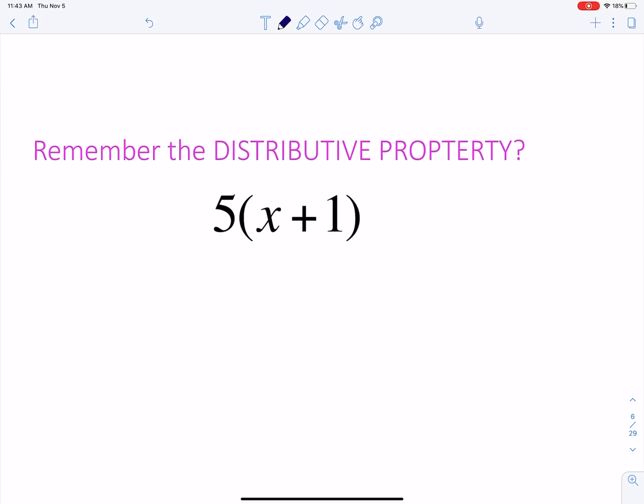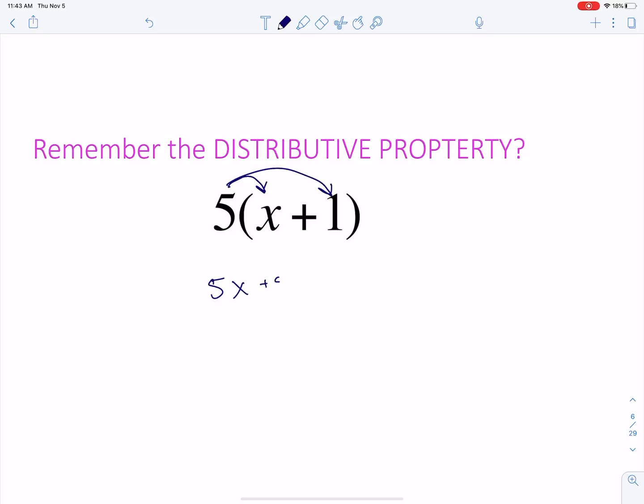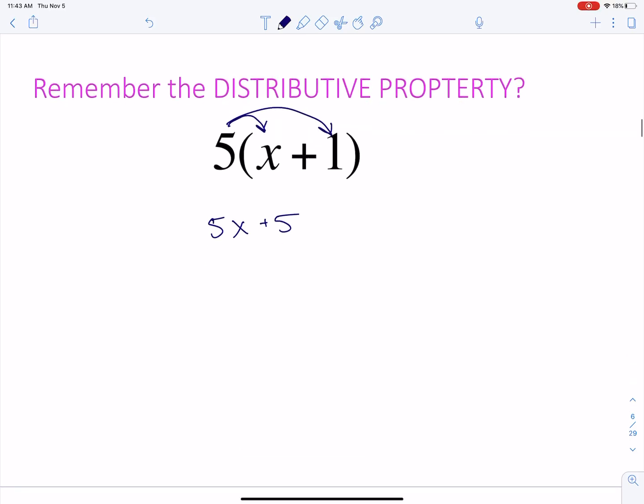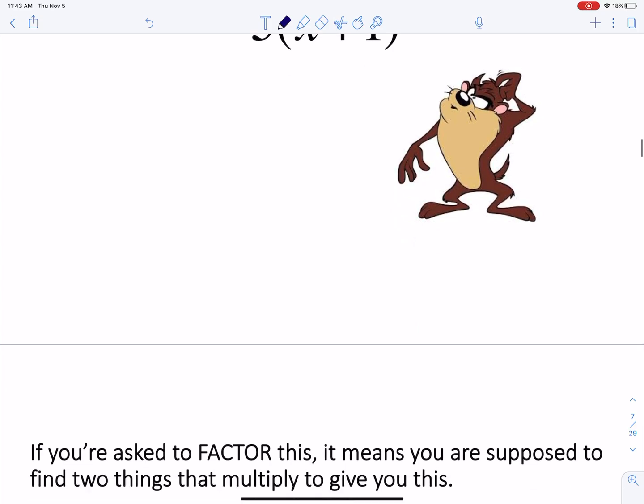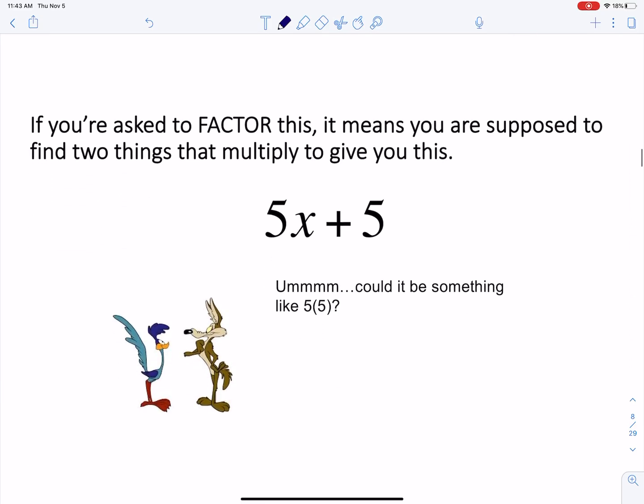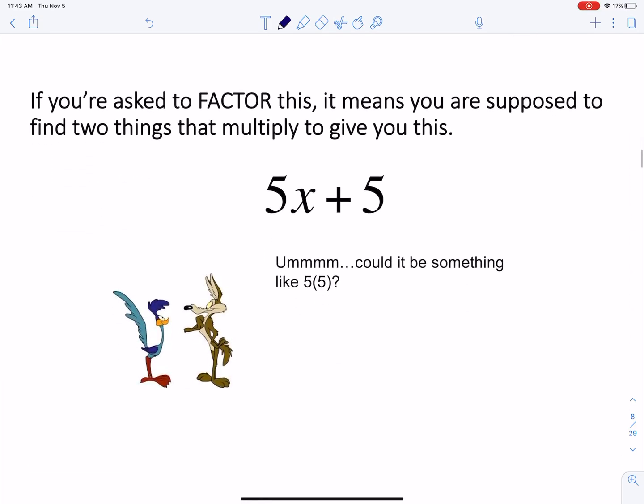A reminder on your distributive property: you take the number on the outside and multiply it to the numbers on the inside, 5 times x plus 1 gives 5x plus 5. It's simple. Hopefully you're with me on that distributive property. So what does that have to do with factors? Well, I will tell you. If you're asked to factor it, it means you're supposed to find the two things that multiply to give you 5x plus 5.